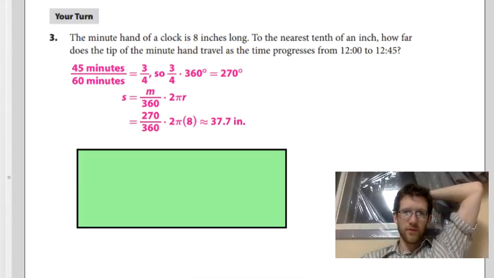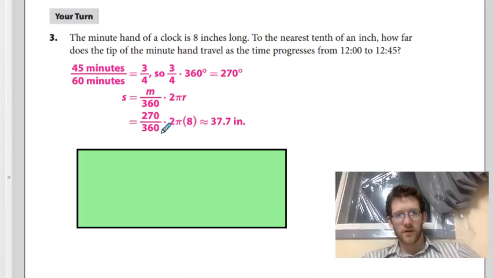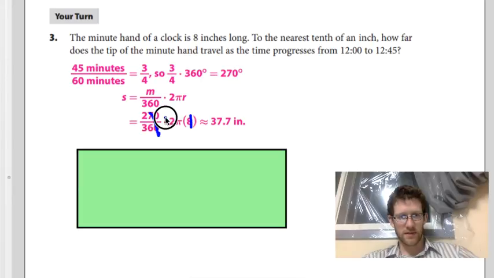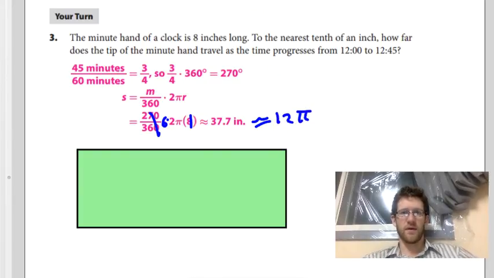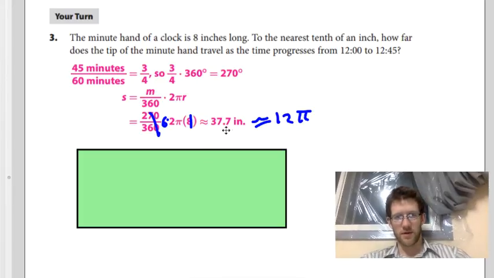Actually, if you want the nice good answer, what is 3/4 of 8? Well, that's 6, right? I'm going to cross out this, cross out that, put in 6. So that's 6 times 2 times pi, or 12 pi. So it's actually equal to 12 pi, the most accurate answer you can come up with. Although, again, I will accept 37.7. I'm okay with that.